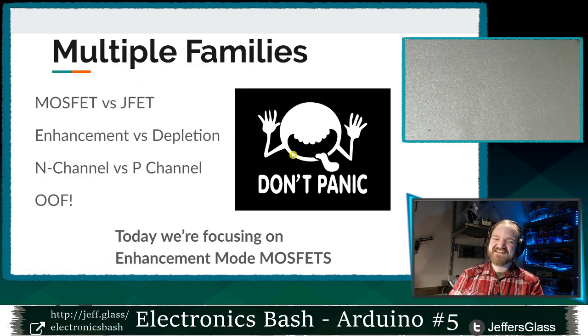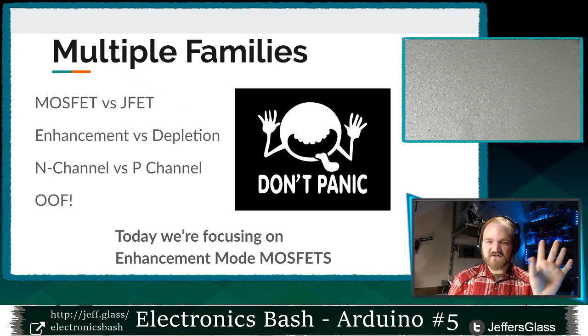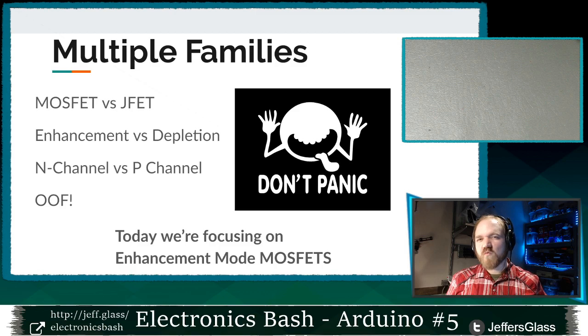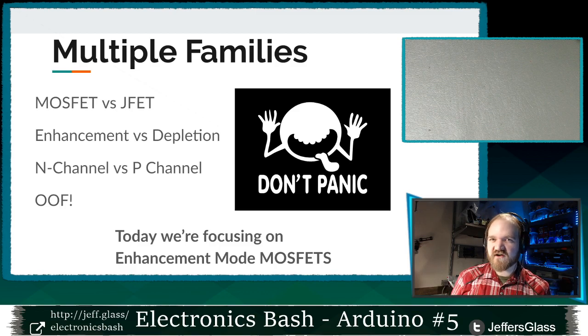So unlike bipolar transistors, for bipolar transistors, there were essentially two types. They came in all different sizes, but we had NPN and PNP, and that was all we had to worry about. For FETs, things do get a little more complicated, but don't worry, there's really only one family of them that's going to be useful for us for this application.